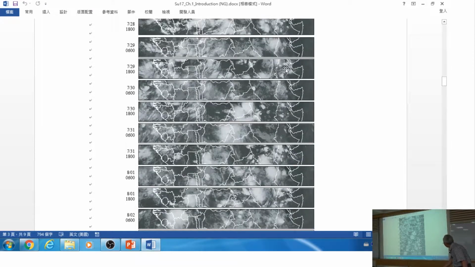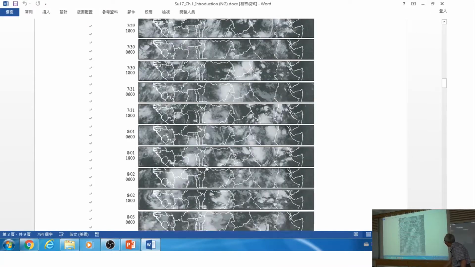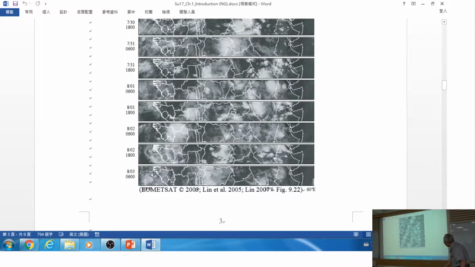So you can see this. They form the MCS, mesoscale convective system, and then can migrate, propagate over the African countries. And not only that, on the western part, they generate hurricanes.